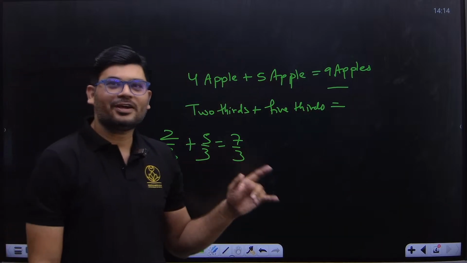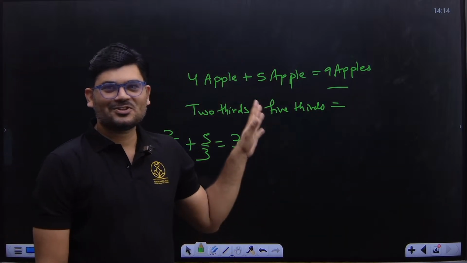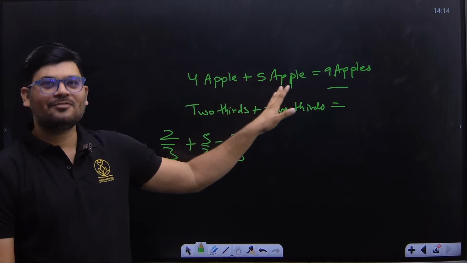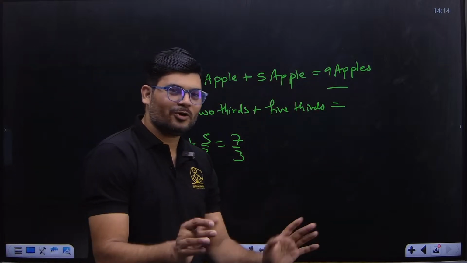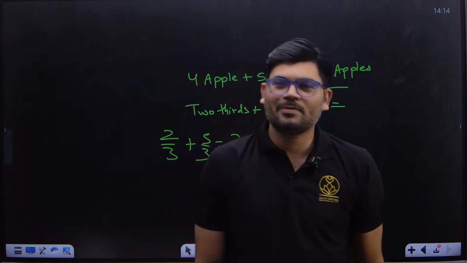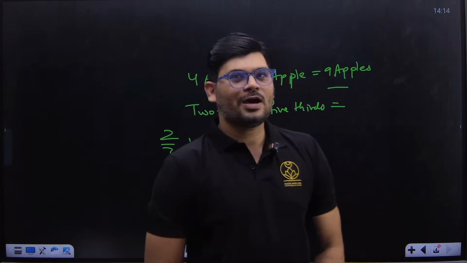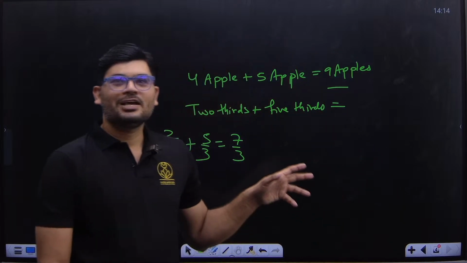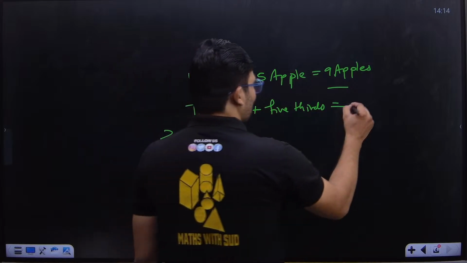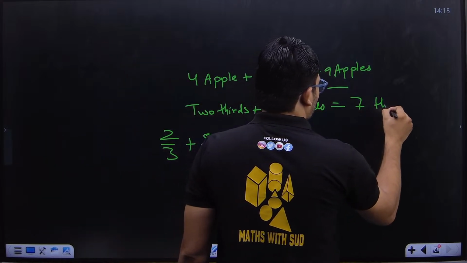Maths is a language of English. We are just adding 4 apples plus 5 apples. If you ask a small boy, he knows 4 apple plus 5 apple will be 9 apples. So if you ask him what is 2/3 plus 5/3, he will say 2 plus 5 is 7/3. Are you getting it?